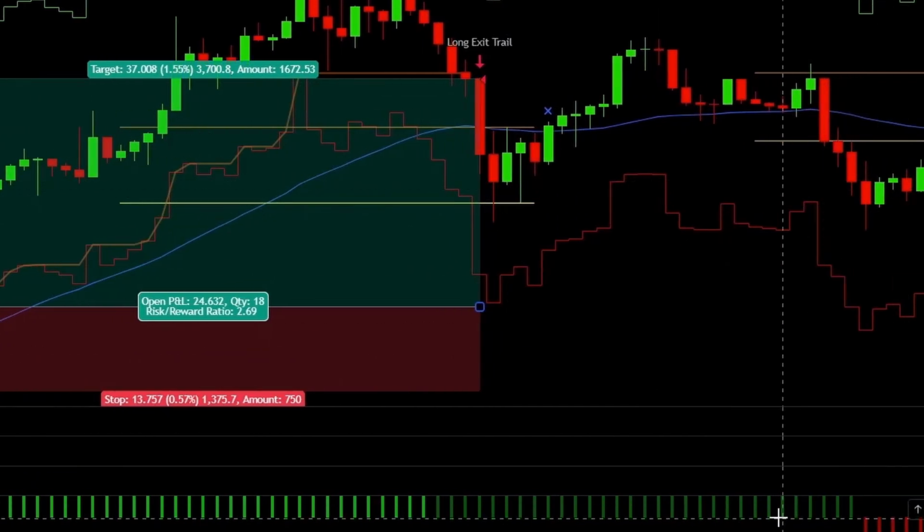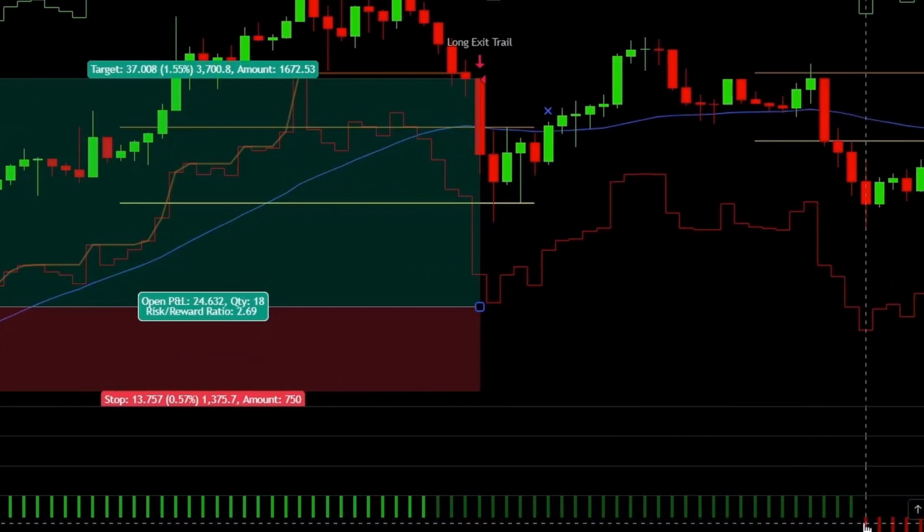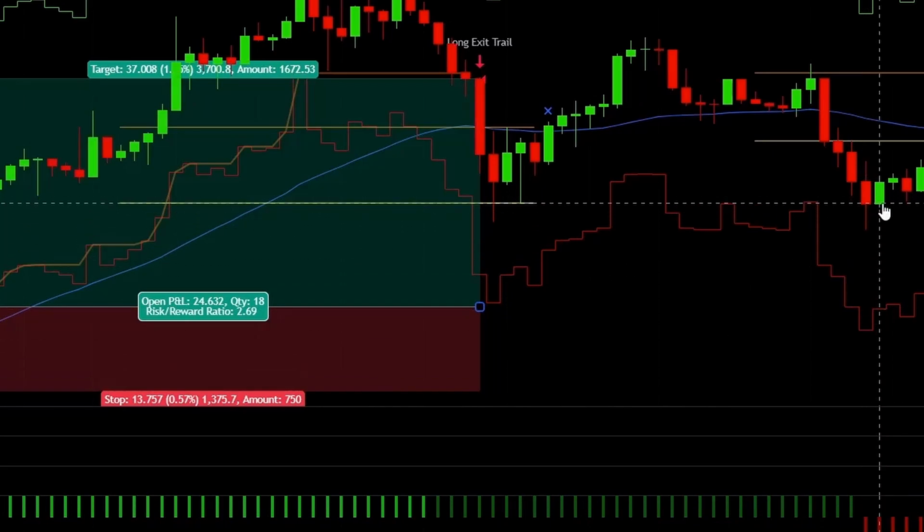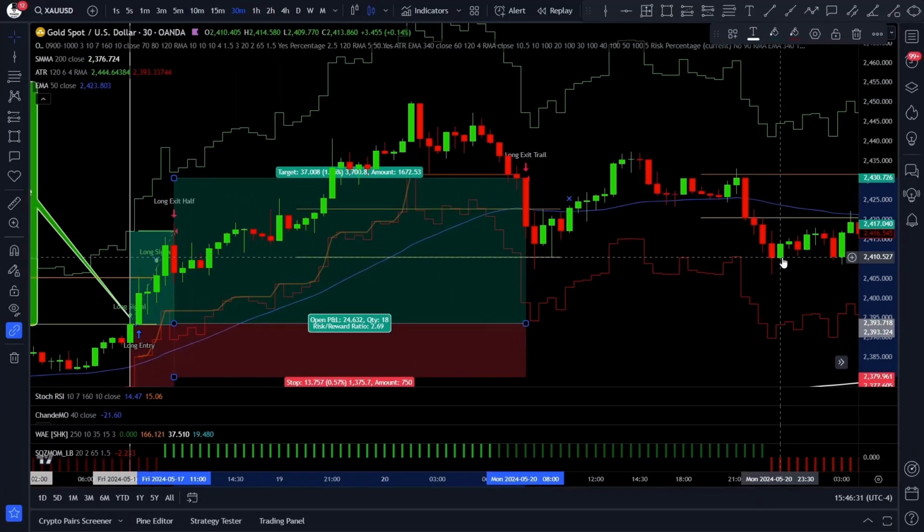Now, if we would have exited with the squeeze momentum, the position close would happen right after this candle's close, right there. That's why with this strategy we are using multiple exit options to get the best outcome. If you are building a strategy, I recommend you do the same.